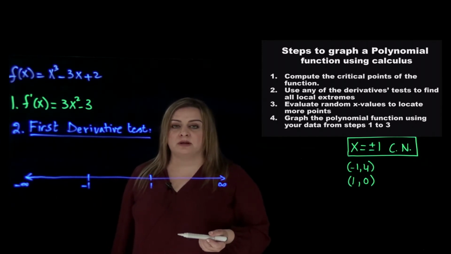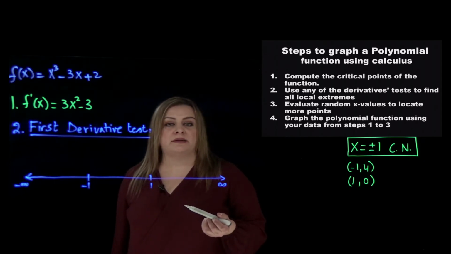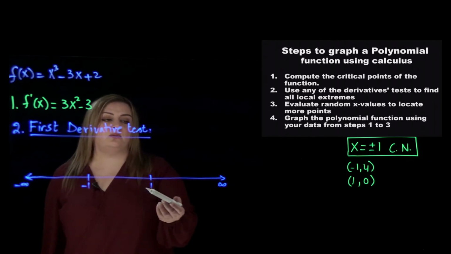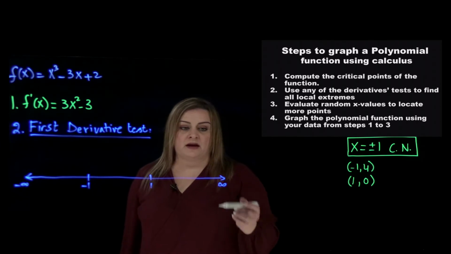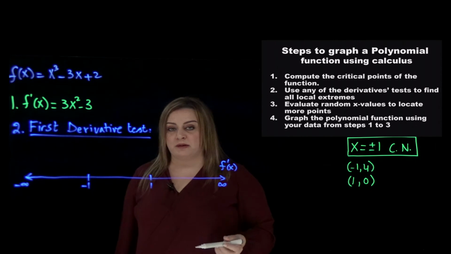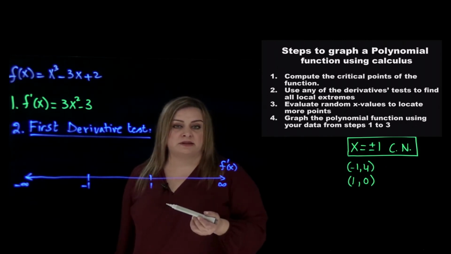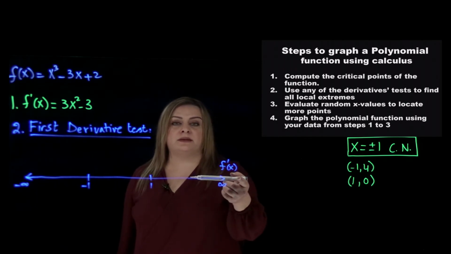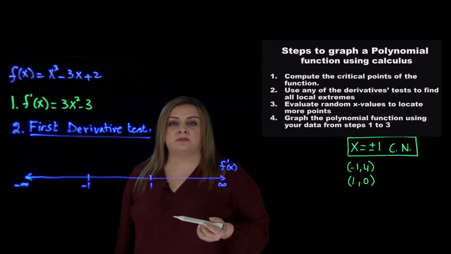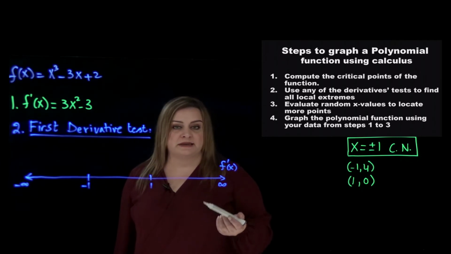Notice my critical numbers -1 and 1 have divided my number line into 3 intervals: -infinity to -1, -1 to 1, and 1 to infinity. I also like to label my number line with the function f prime of x to remind myself that when I find the values on each interval, I'm going to evaluate f prime of x at these values and decide on which interval my slope is positive and on which interval my slope is negative.